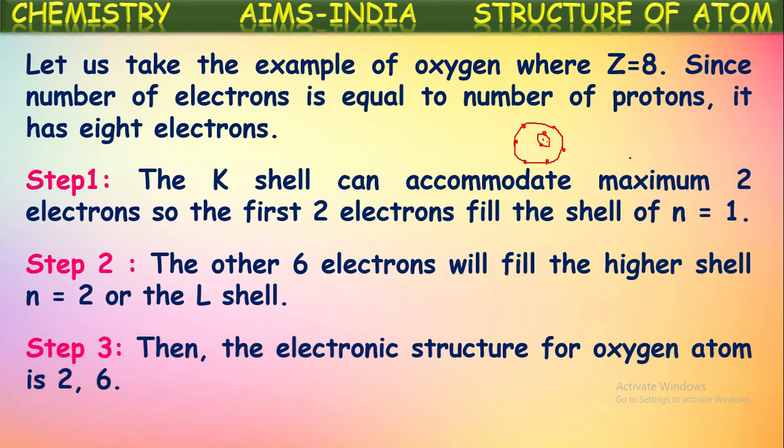Now the electronic structure, or electronic configuration, for the oxygen atom is written like this. First we start from the lower energy level. In the lower energy level there are 2 electrons, so first we write 2. The number of electrons in the next shell is written next. So 6 electrons are in the next shell. So 2 comma 6. This is called the electronic configuration of that element. This is the electronic configuration of oxygen, 2 comma 6. Okay, in this way electronic configuration is written by following the Bohr-Bury rules.